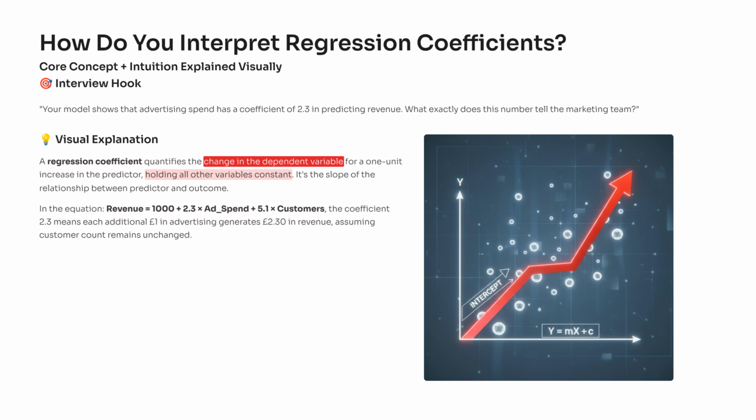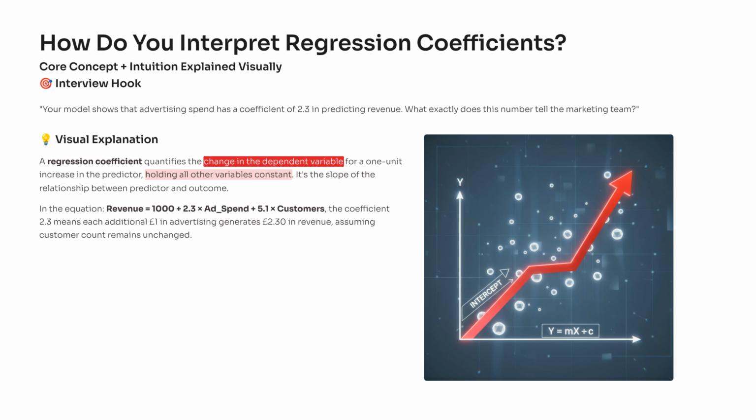Let's start with a classic data science interview question. Your model shows that advertising spend has a coefficient of 2.3 in predicting revenue. What exactly does that number mean? Most candidates freeze here, but this question is pure gold because it tests your intuition about regression, not your memorization.